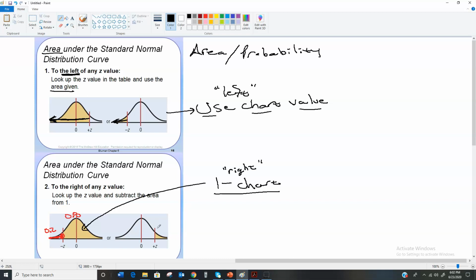And that would be even if it was up here. So say they were wanting this gold value, and you looked up on the chart and it said this was 0.75. Then what you want is this part, which is 0.25. So 1 minus 0.75 is 0.25. So whatever they're asking you for, if it's to the right, you take whatever's on the chart and subtract it from 1. We'll talk about how to use the chart here in just a second.